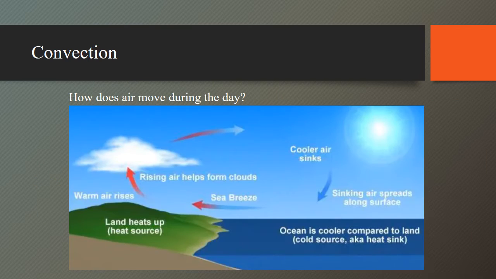The process of convection is also responsible for the blowing of sea breeze. Here our energy source is the sun. It warms up the land quickly, so the warm air rises from the land. As a result, the cold air from the sea moves towards the land. This is called sea breeze.